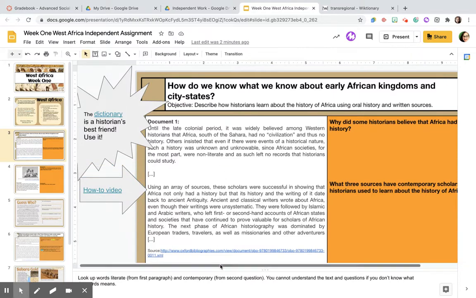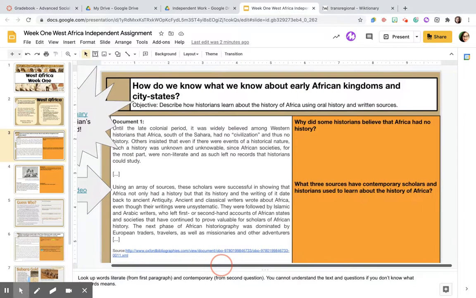So on this slide, you're thinking about, how do we know what we know about early African kingdoms and city-states? We're going to describe how historians learn about the history of Africa using oral history and written sources. So you're going to read this excerpt from document 1, and answer the question, why did some historians believe that Africa had no history? Then you're going to read the second excerpt, and identify what three sources contemporary scholars and historians have used to learn about the history of Africa. So you're going to write your information here. And remember, to write, you're just going to need to draw a text box.